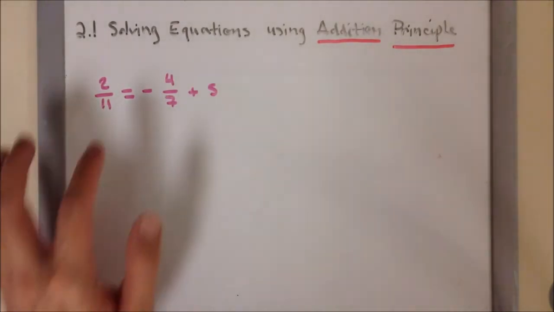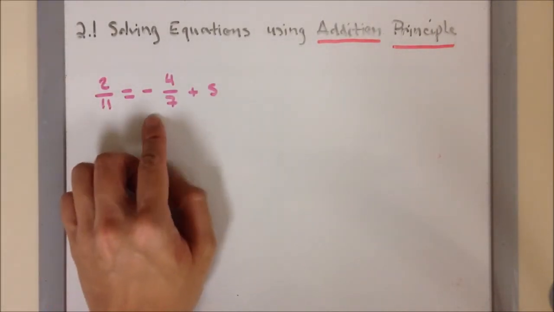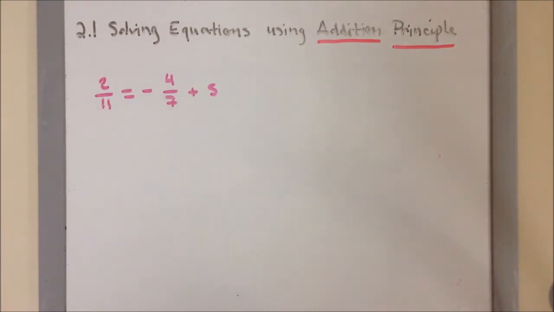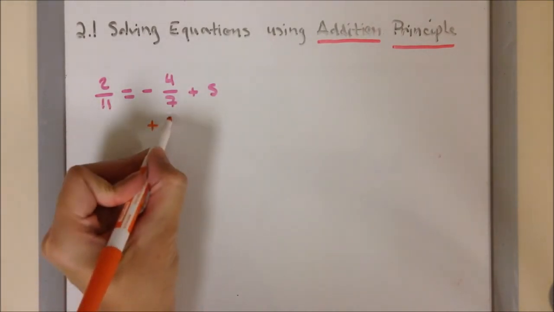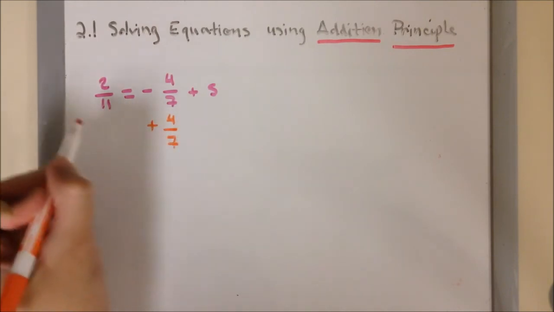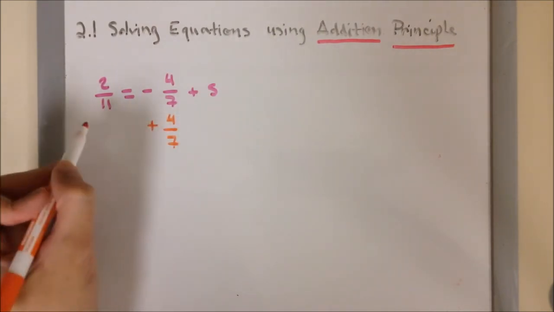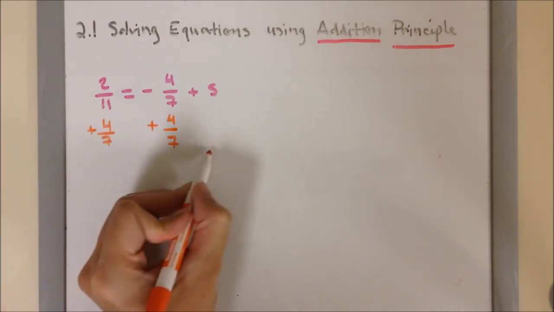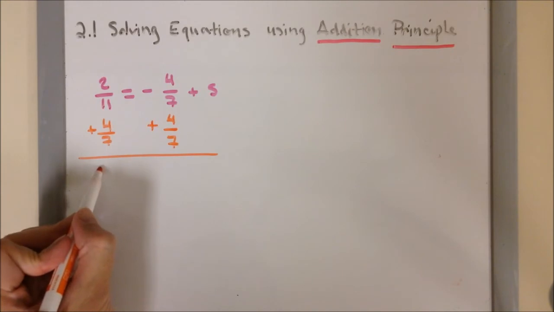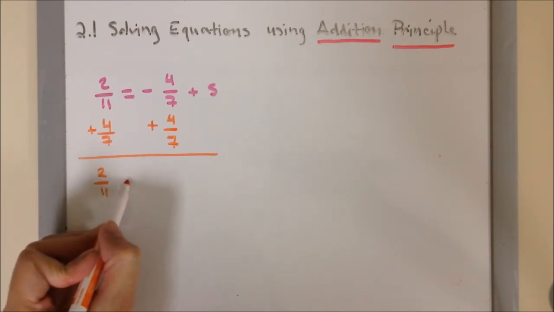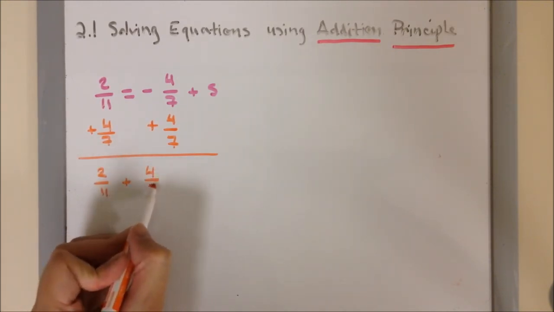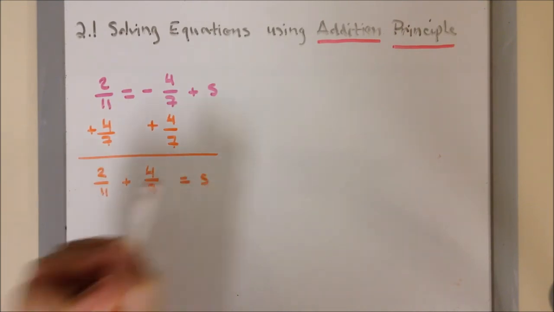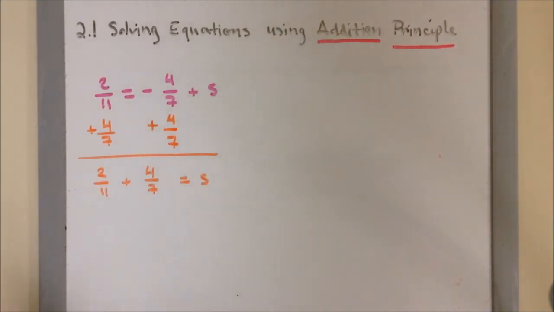Example 4, we have 2 over 11 equals negative 4 over 7 plus s. I want to isolate s by itself, so I'm going to cancel out this negative 4 over 7. So the opposite is plus 4 over 7. Balance the equation. Since I added on the right side, I'm going to add 4 over 7 on the left side. When I do that, it will be 2 over 11 plus 4 over 7 equal to s.